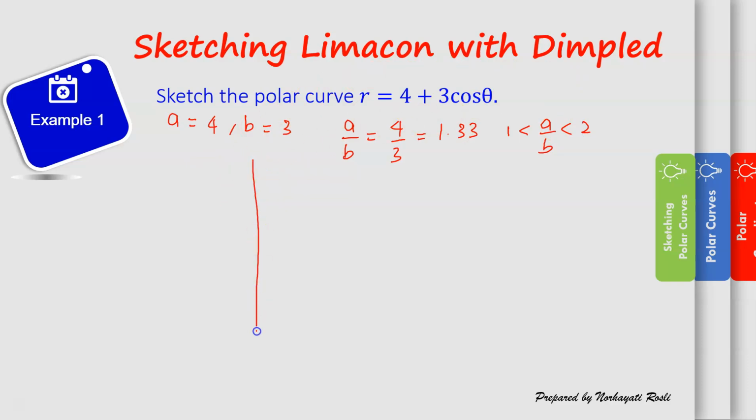In this case, how to plot this? We have here a positive cos function, so the shape is located on the positive side of the x-axis, where the point here is 4. This one is negative 4. And then at this location is B. A minus B for this one is 1, and then at this location is 7. It means that when we plot this, we'll have this kind of shape, which is a limaçon with dimple.